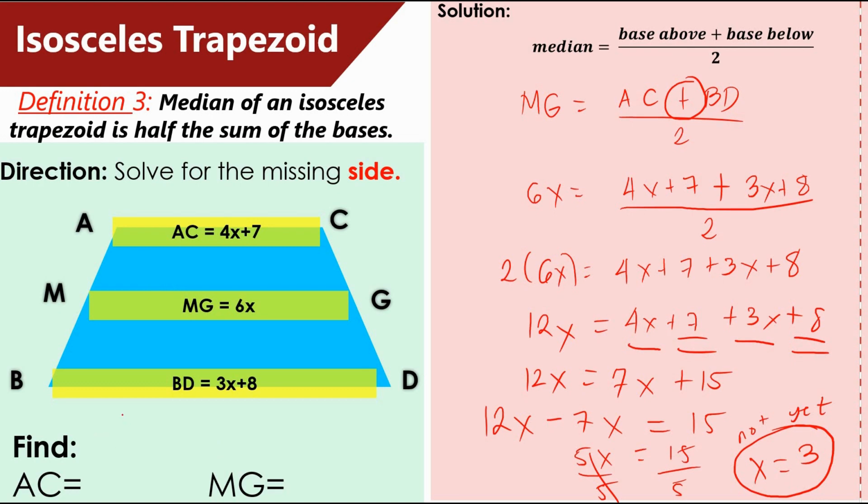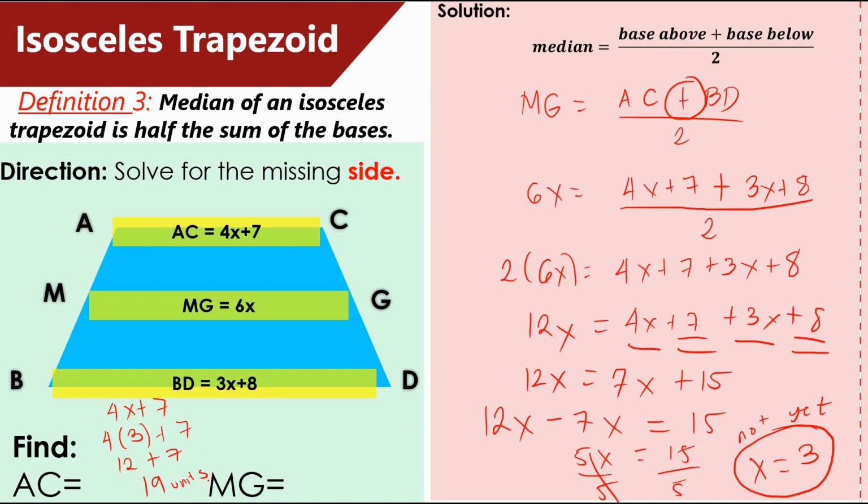For AC, it has a measurement of 4x plus 7. We can now substitute the value of x that we solved a while ago. For the value of x, we have 3. And then get the product. The product of 4 and 3 is 12. And then continue, plus 7, which is the sum of these two numbers, equal to 19. That will mean the measurement of AC is 19 units.